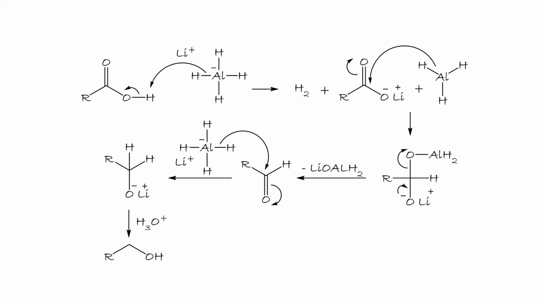The first step is proton transfer to form again carboxylate, followed by nucleophilic attack, then elimination of this group to give the aldehyde, which reduces faster, very fast, to give again the salt, which is hydrolyzed in the final step to furnish the alcohol.